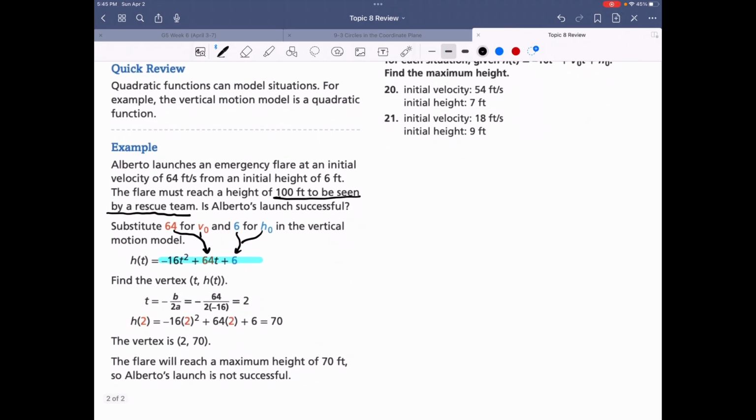But unfortunately, when they plugged in 64 for b and they plugged in negative 16 for a, they got 2, right, like right here, negative b over 2a. And then when they plugged in 64 for the b and negative 16 for the a, times 2, it reduces to just 2. And when you plugged in 2 to the equation and work it all out, they only got 70, so the maximum height is only 70. So it would not be successful. Well, that's a sad story, a sad problem.